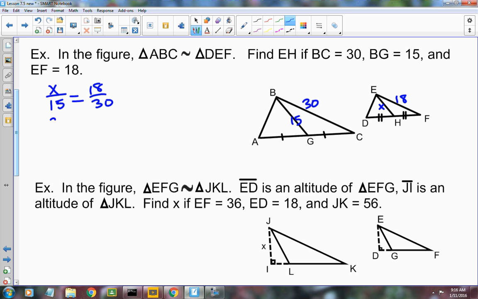Good. Cross multiply. 30x equals, what is it? 90. Oh no, I did 5. 270. Okay, divide both sides by 30, and x is 9.